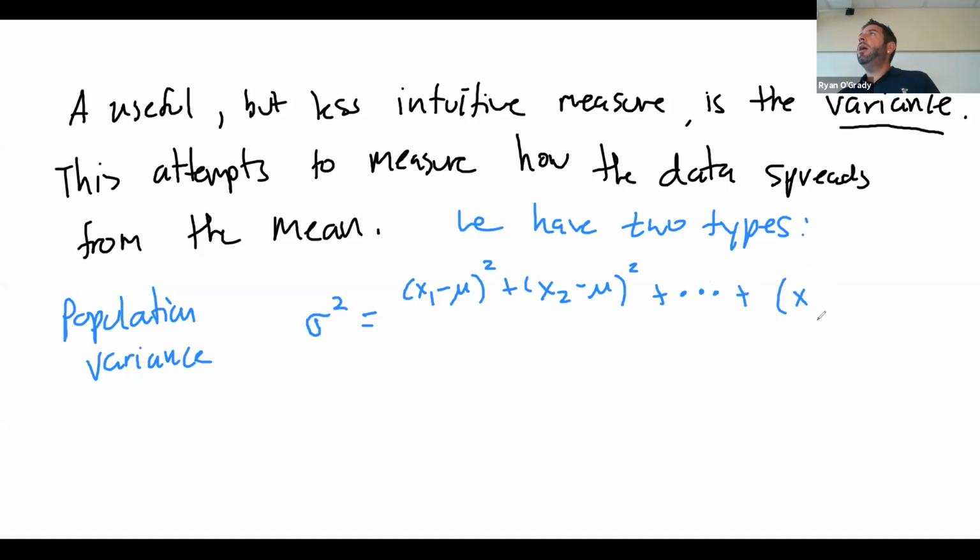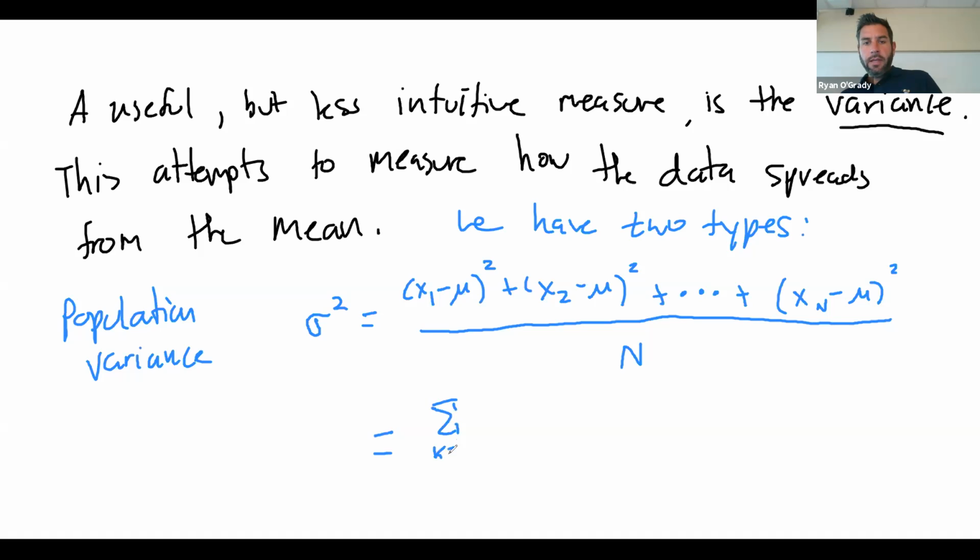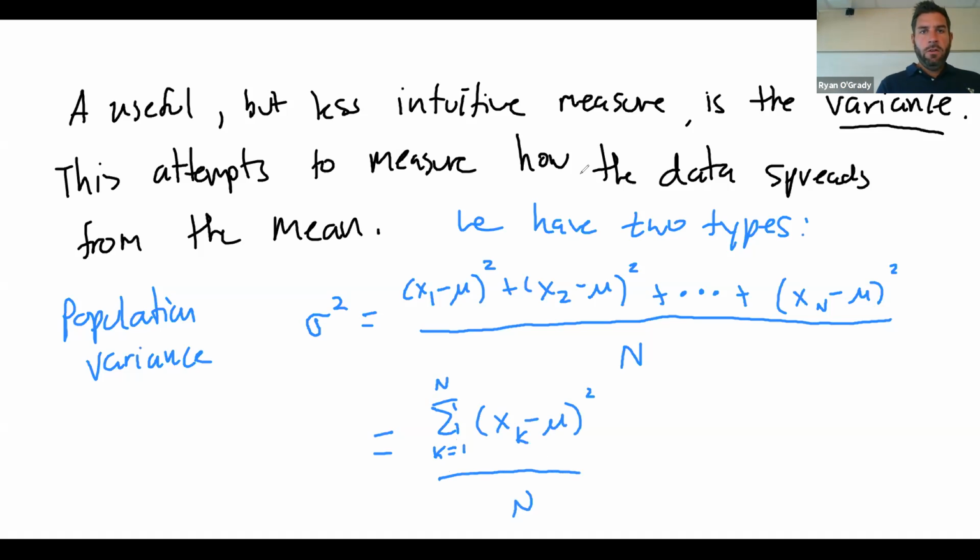Now remember, when we did our population data, we said that there were capital N values in there. And then you take all this and you divide it by how many there are. So remember, there is a shorthand way of doing this, which will scare the heck out of everybody. You might say the sum, k goes from 1 to N, of x sub k minus mu, all over N.